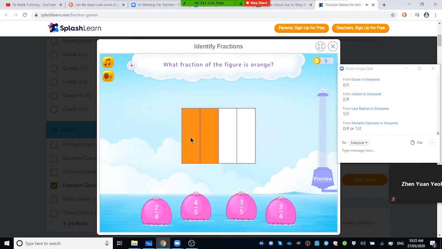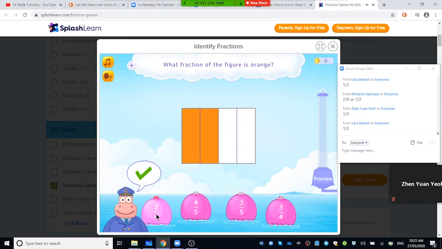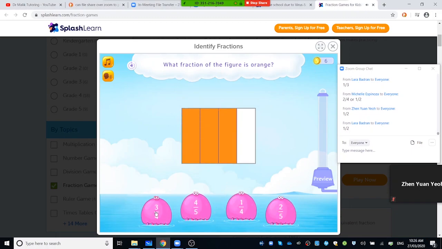Yeah, that's very nice. It can be 2/4, and if we see 2/4, we can simplify it to the simplest form. That would become 1/2. But here in the answers we do not find 1/2. Therefore, we take it as 2/4. What fraction of the figure is orange? I will just do one more, and then we will move to the next part.